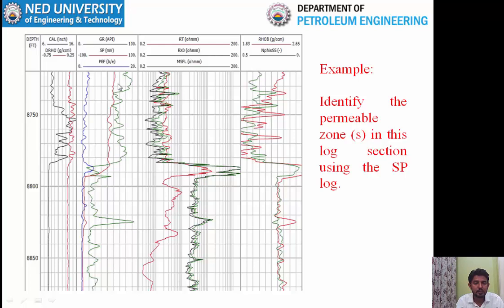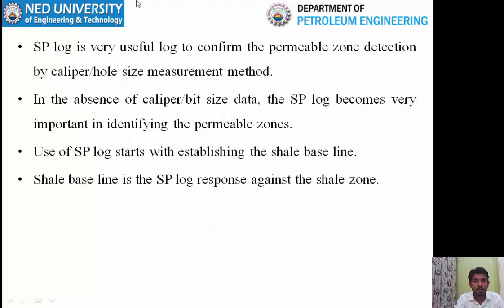And we know that before using the SP log we need to make the shale baseline. So shale baseline basically is drawn in the SP log by comparing the SP responses with the gamma ray responses. The SP log is a very useful log to confirm the permeable zone detection by the caliper hole size measurement method. In the absence of caliper bit size data, the SP log becomes very important in identifying the permeable zone.